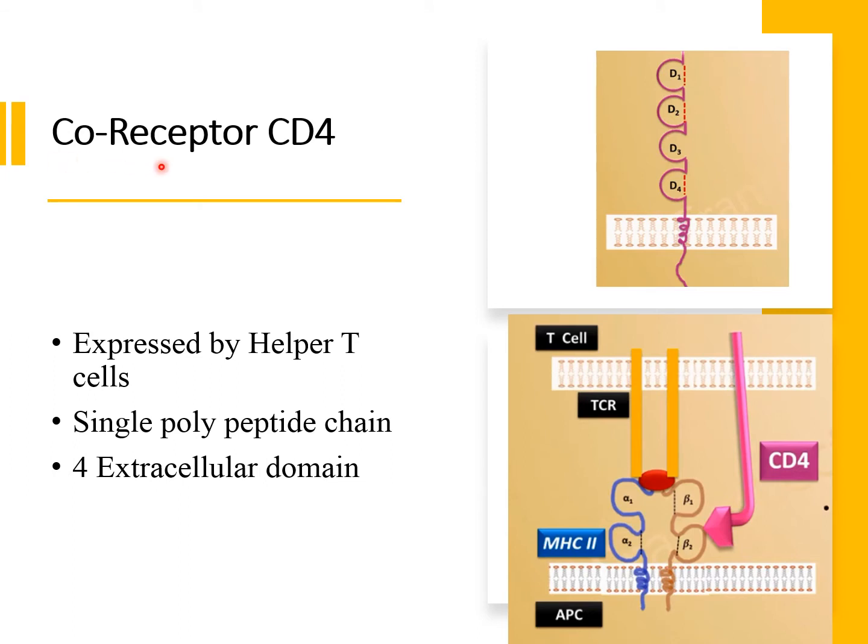The co-receptors are basically of two types, either CD4 or CD8. CD4 co-receptors are present on T helper cells and they are composed of a single polypeptide chain with four extracellular domains, one transmembrane region and a long cytoplasmic region. This CD4 co-receptor has the ability to bind to the beta 2 domain of MHC class 2 molecules present on the antigen presenting cells.